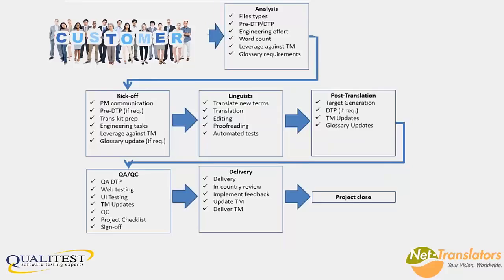So looking at our internal processes, you may note that much of what we do is laid out in the ISO 17100. The first stage, as we noted, is the analysis stage. This allows us to scope the project from a business standpoint and takes into account things such as DTP effort, testing effort, word count, leveraged word count, and terminology requirements.